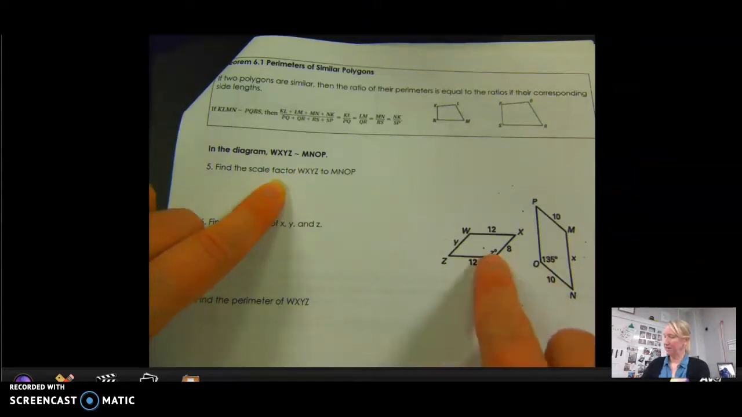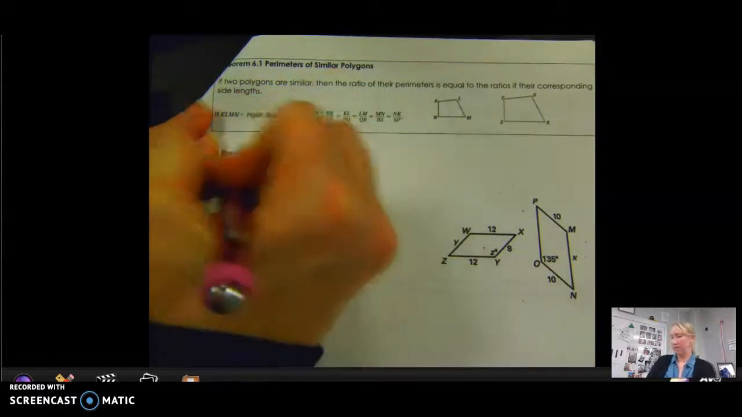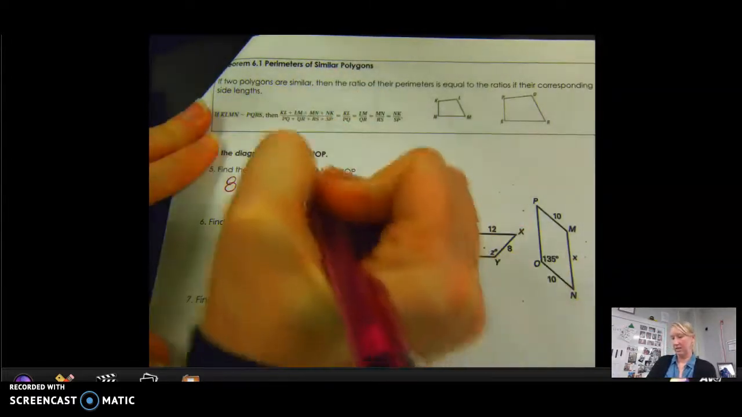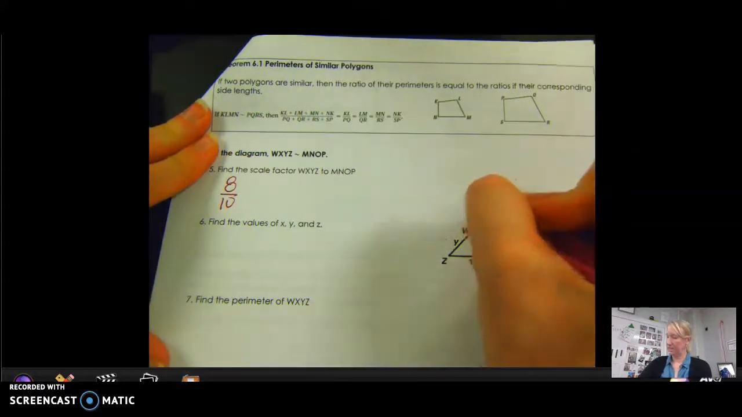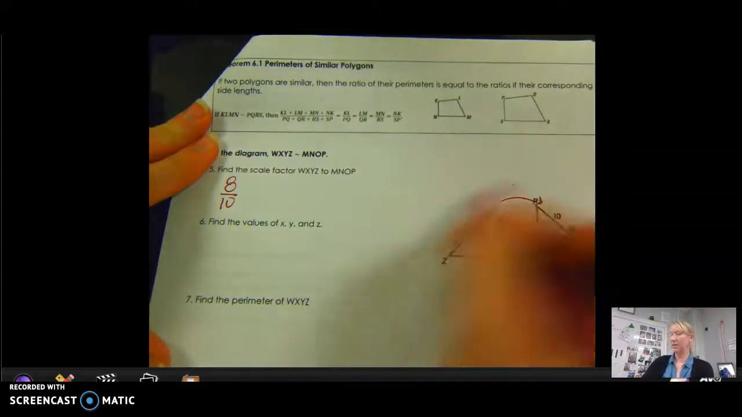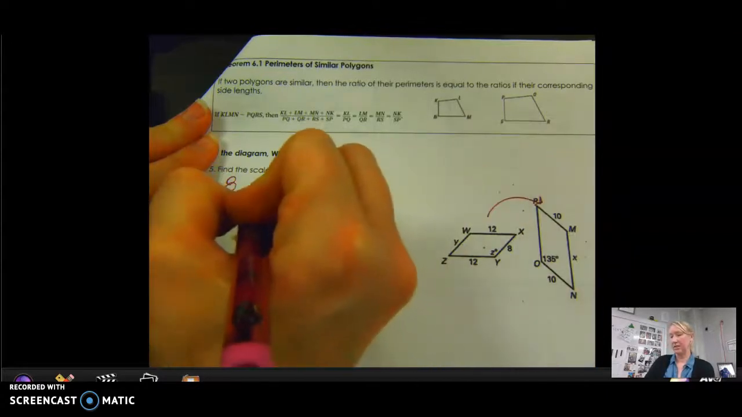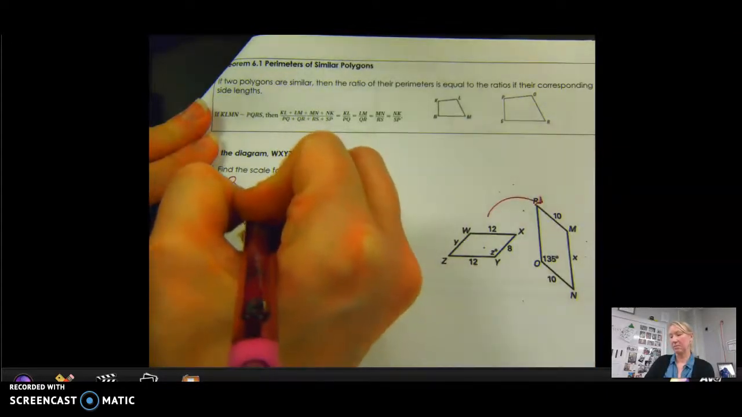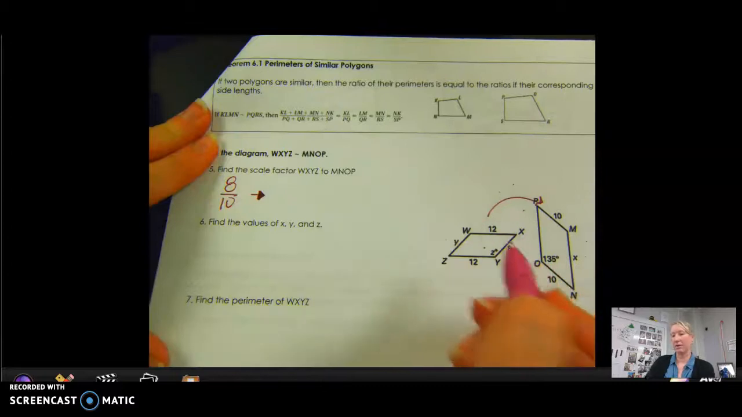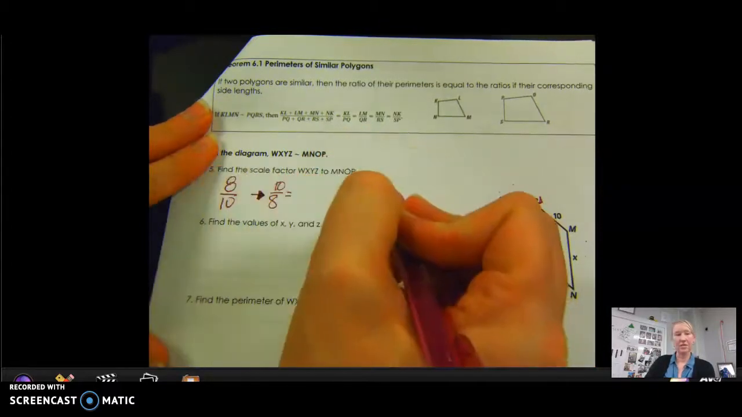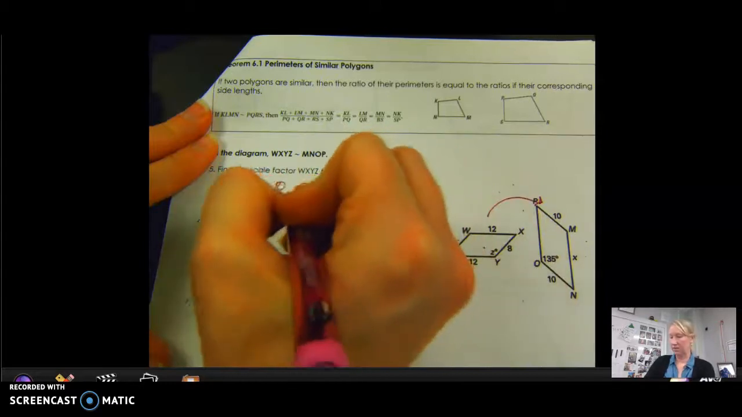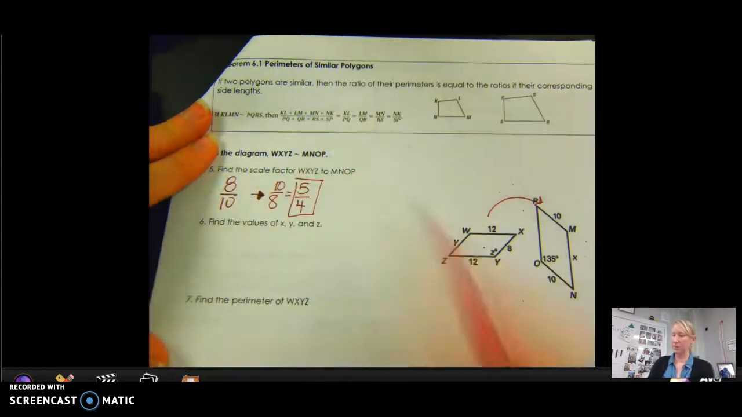So it looks like 8 matches up with 10. They want me to go from this guy to this guy, so we are getting bigger. So we would want a number bigger than 1, because when you multiply by a number bigger than 1, we get bigger. So it would be 10 over 8. But we need to reduce that. 10 over 8 reduces to 5 over 4. So the scale factor would be 5 over 4.